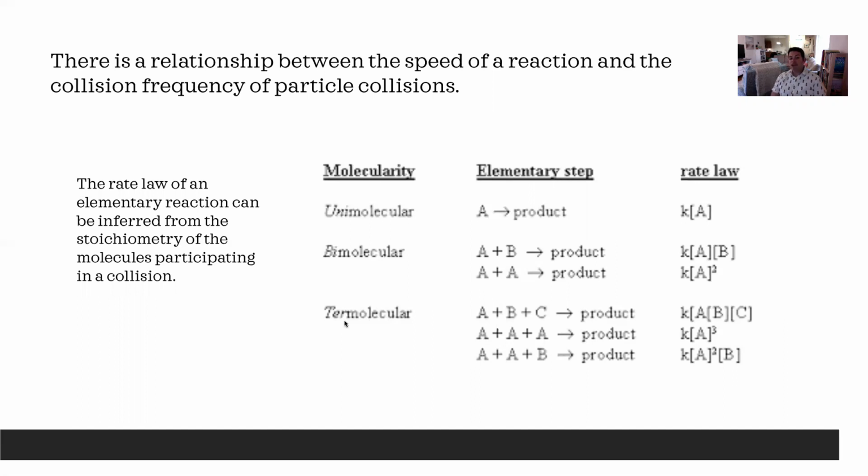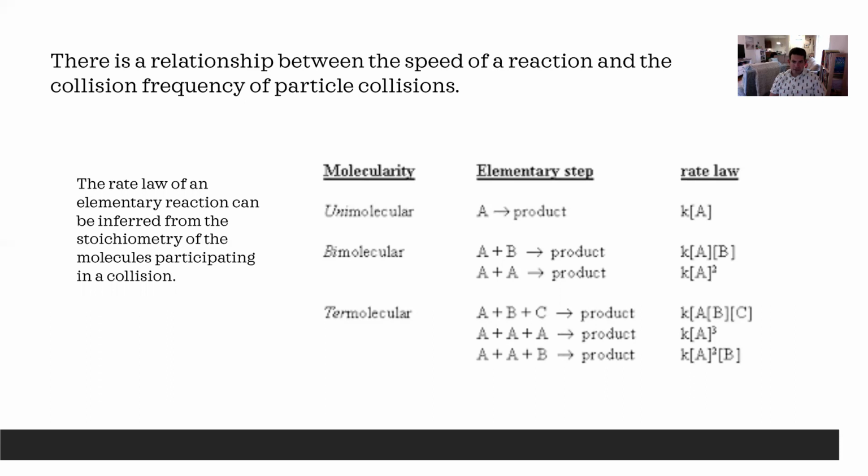And there can be termolecular, A plus B plus C. So the rate law would be k times the concentration of A times the concentration of B times the concentration of C. For A plus A plus A, it's A cubed; for A plus A plus B, it's A squared times B. Uni, bi, and termolecular, that's the molecularity of a reaction. When I say molecularity, I'm thinking of the molecules participating in a collision. More than 3 is very uncommon. It is something that we don't even include in the AP curriculum.